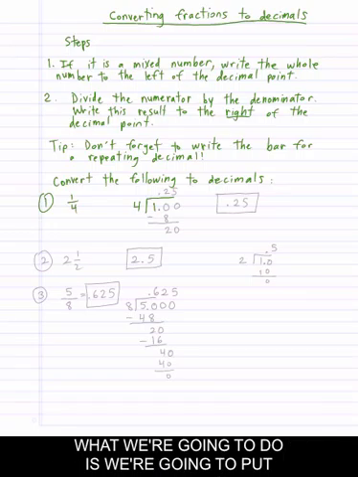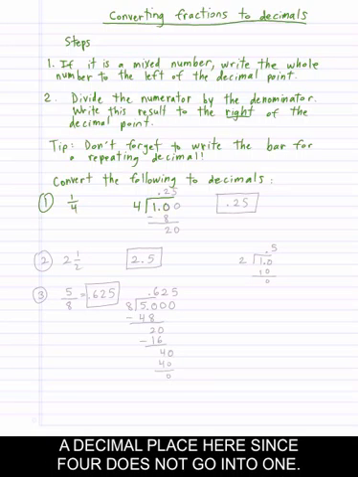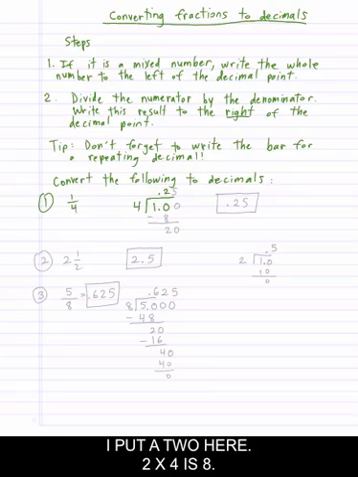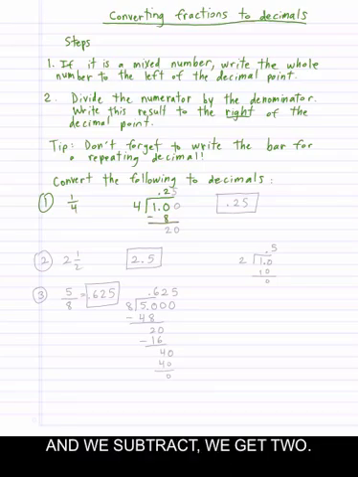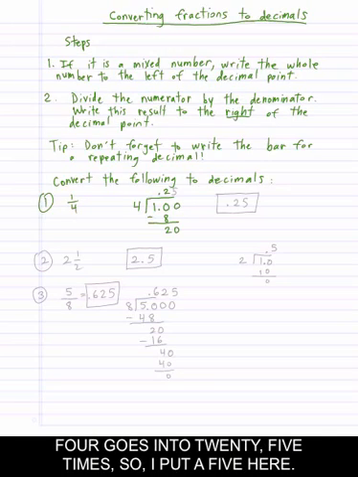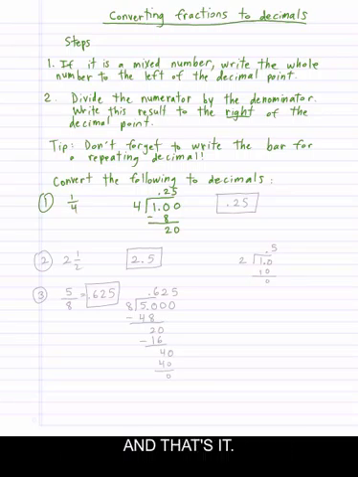What we're going to do is put a decimal point here, since 4 does not go into 1. So 4 goes into 10 two times. I put a 2 here. 2 times 4 is 8, and we subtract, we get 2. Then we add another 0 and drop that. 4 goes into 20 five times, so I put a 5 here. And that's it. So the answer is 0.25. Not too bad. Let's try another one.